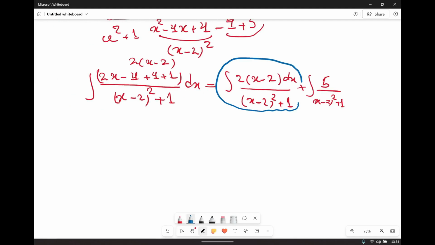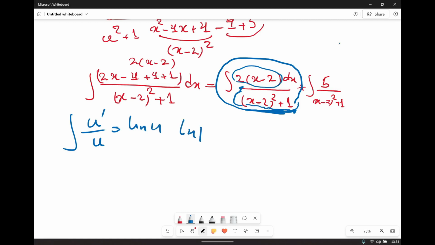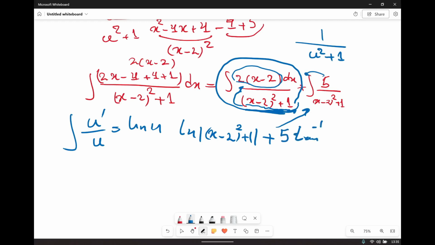This part is simple. Why? Because exactly this derivative is in the top: u prime divided by u, if you calculate the integral, is ln u, and this is u, that is u prime. I just put ln in absolute value, x minus 2 power 2 plus 1, plus, what about this one, guys? Yes, that is in this form, u power 2 plus 1, but with coefficient 5, so it is 5 tangent inverse of x minus 2 plus c.